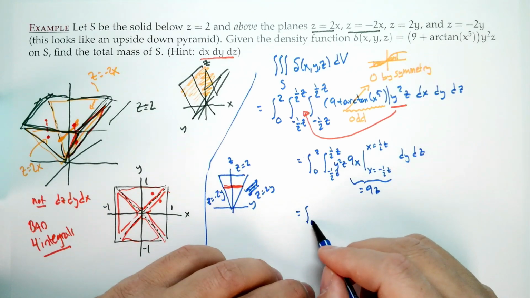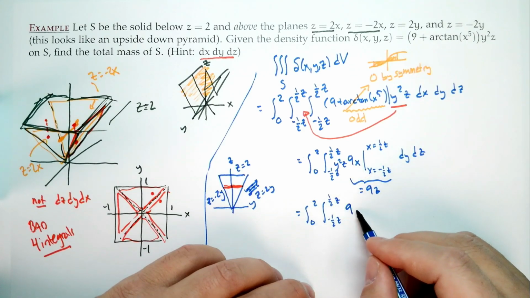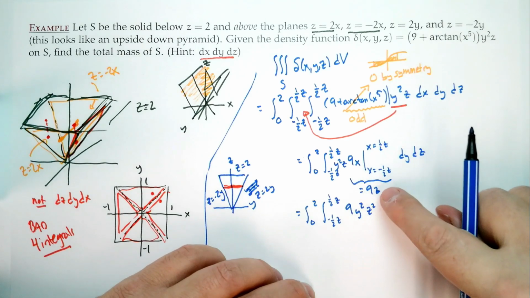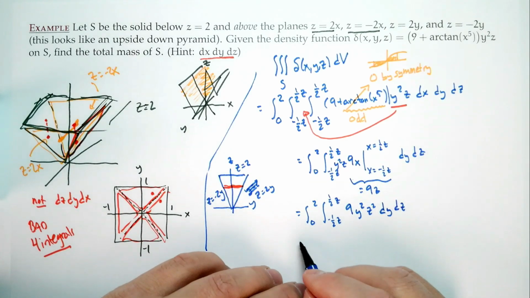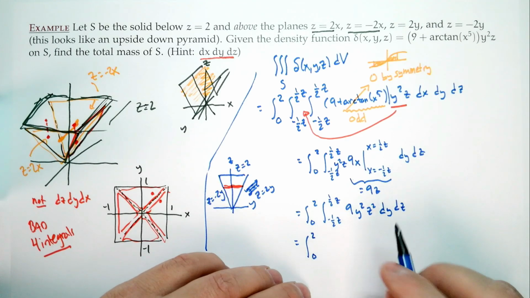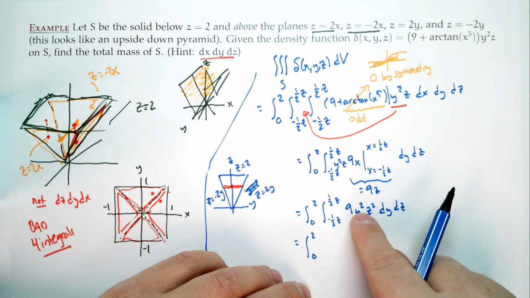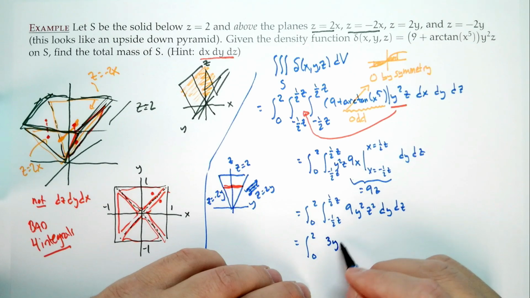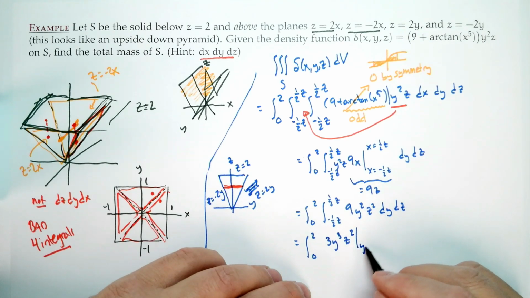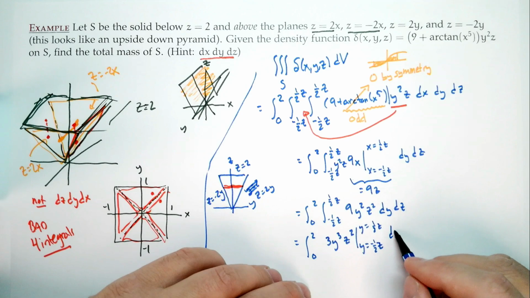So we're at the integral from 0 to 2, integral minus 1/2 z to plus 1/2 z of 9y squared z squared, because there's a z and a z, dy dz. So that is integral 0 to 2. Integrate with respect to y. Here, we integrate y squared, we're going to get y cubed, but then we divide by 3. So that becomes 3y cubed, and then we're going to have a z squared, evaluated from y equals minus 1/2 z to y equals plus 1/2 z dz.